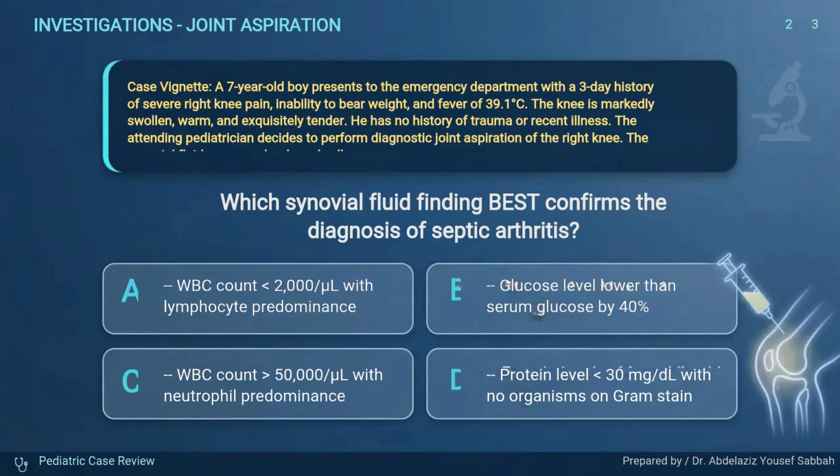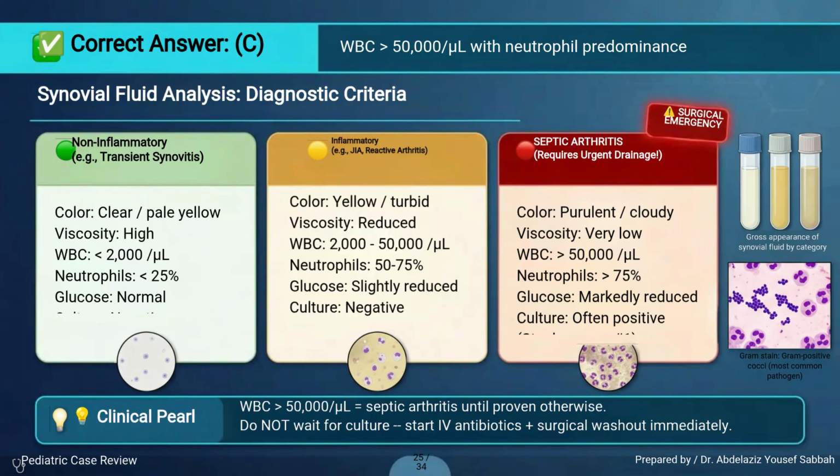Option A, white blood cell count less than 2,000 per microliter with lymphocyte predominance. Option B, glucose level lower than serum glucose by 40%. Option C, white blood cell count greater than 50,000 per microliter with neutrophil predominance. Option D, protein level less than 30 milligrams per deciliter with no organisms on gram stain. The correct answer is option C, white blood cell count greater than 50,000 per microliter with neutrophil predominance.